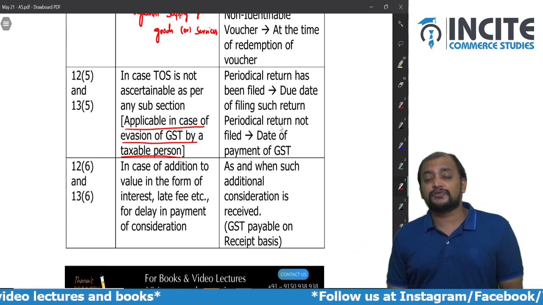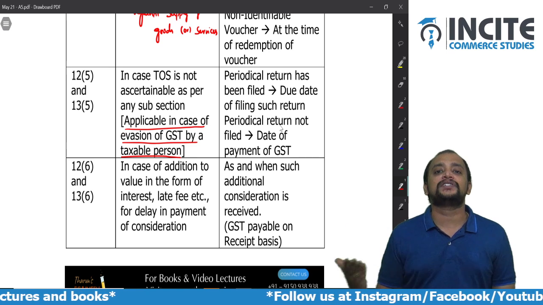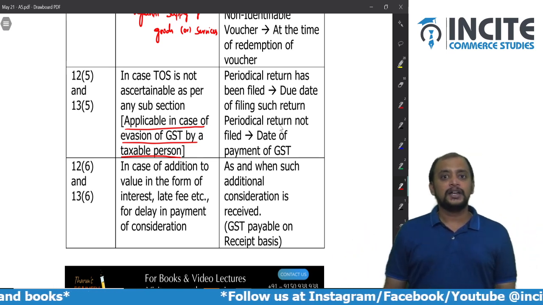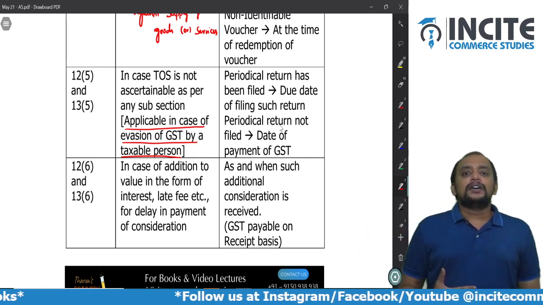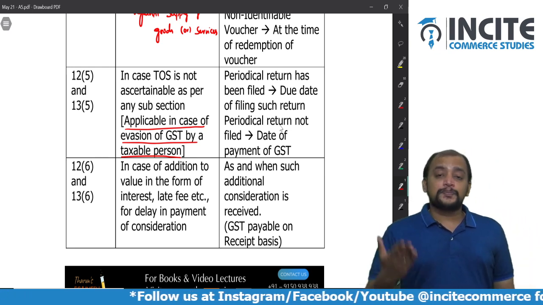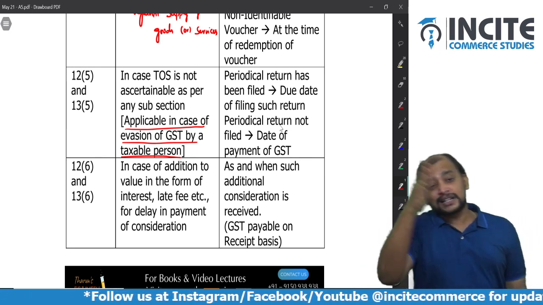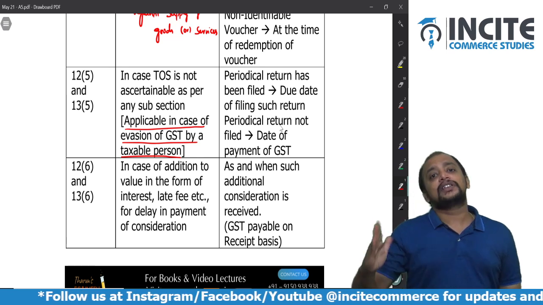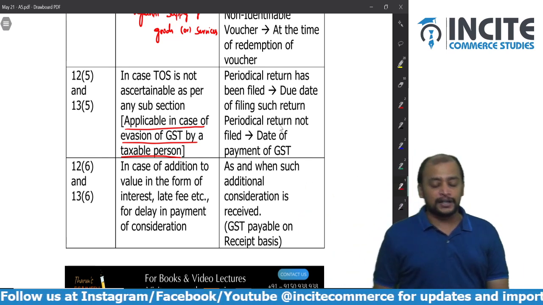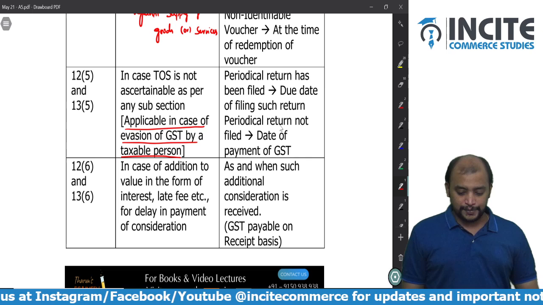So mainly this is for what purpose? To determine the rate of GST and the interest computation. Because whenever the time of supply comes, the 20th of the next month is the due date. So thereafter only, interest needs to be computed. Mainly for that reason it is given.